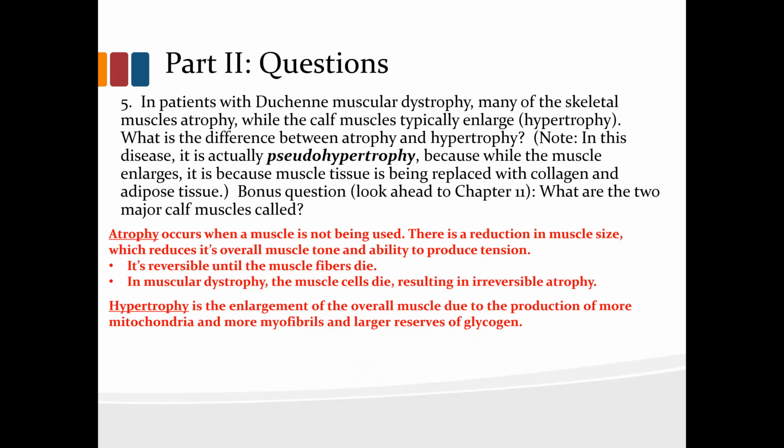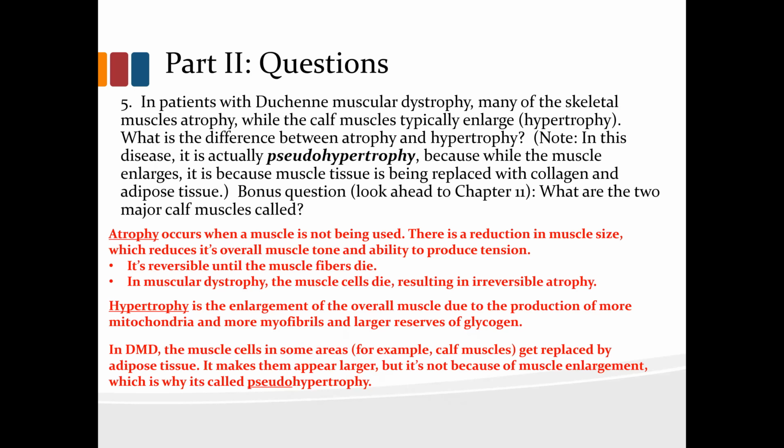Hypertrophy is the enlargement of the overall muscle due to the production of more mitochondria and more myofibrils and larger reserves of glycogen. So in Duchenne muscular dystrophy, the muscle cells in some areas, for example, the calf muscles, get replaced by adipose tissue. It is still unknown why this happens in some areas and not all areas, but it makes the muscles look larger, but it's not actually true muscle enlargement. It's just that the muscle got replaced with adipose tissue, and that is why it's called pseudo-hypertrophy. Pseudo means it's false. So it looks like hypertrophy, but it's not really.